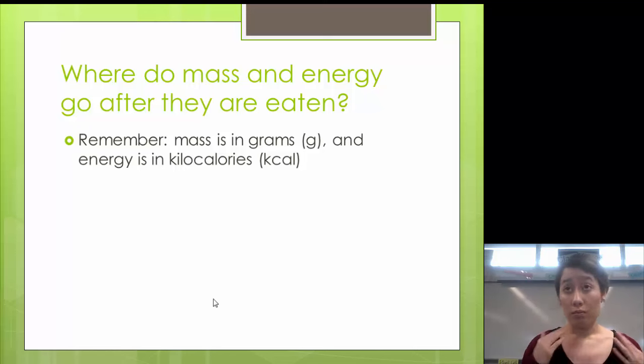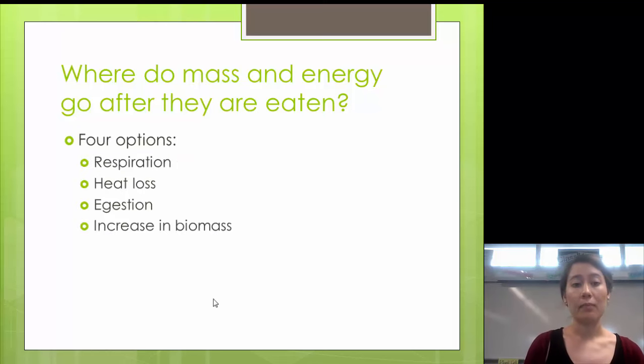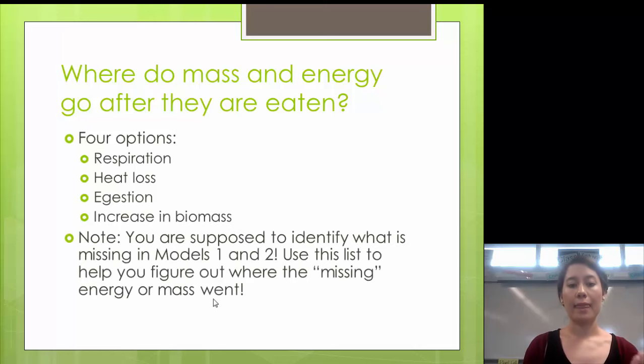Okay, so where do mass and energy go after they're eaten? Reminder, mass is in grams, energy is in kilocalories. There are 4 options for this: respiration, heat loss, egestion, and an increase in biomass. Here's a note. The packet is trying to get you to see that in Model 1 and Model 2, it did not finish accounting for all 4 of these options. You are supposed to identify which of those pieces is missing in Model 1 and Model 2.